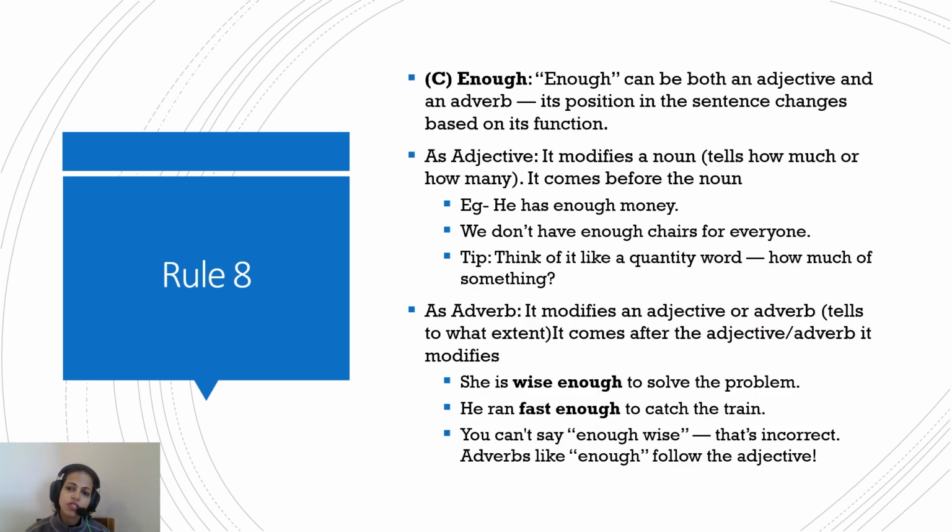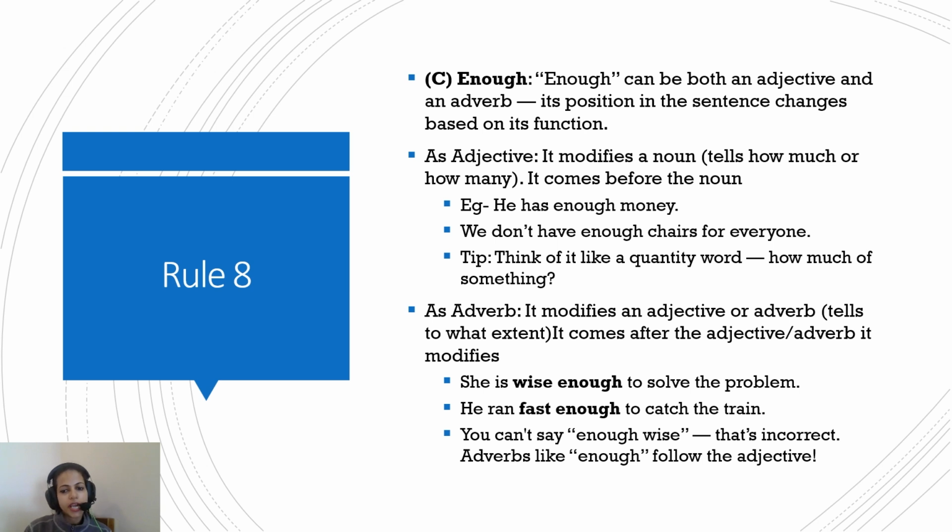Similarly, the word "enough." Now, "enough" can be used both as an adjective and as an adverb. Its position in the sentence changes based on its function. When "enough" is used as an adjective, it modifies the noun. It tells how much or how many about the noun. So, it comes before the noun. For example, he has enough money. The word "enough" comes before the noun "money." It tells how much money he has. He has enough, like he'll be able to manage himself.